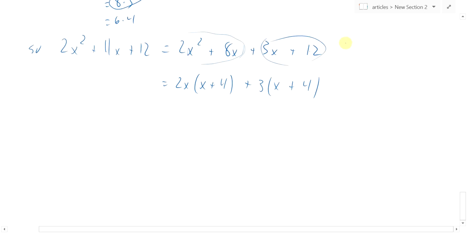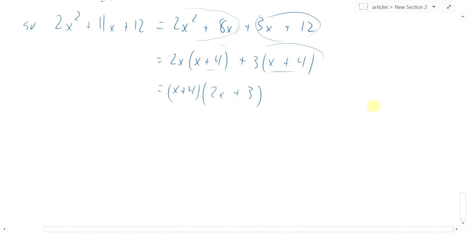And now, something very nice has happened. We've gotten one of the two terms that we need in x plus 4. So x plus 4 is common to both of these. If we take that out, what do we have left? We take out the x plus 4. What's left behind from this term is the 2x, and what's left behind from this term is the plus 3. And so there we've factored it.